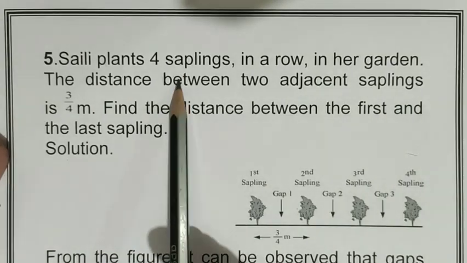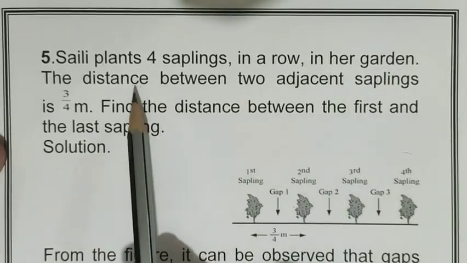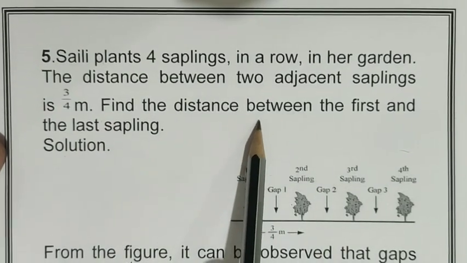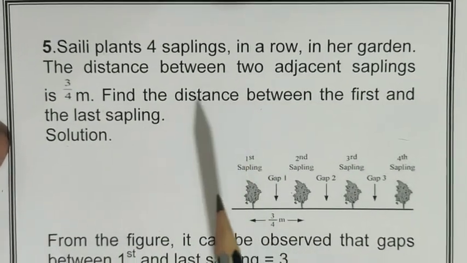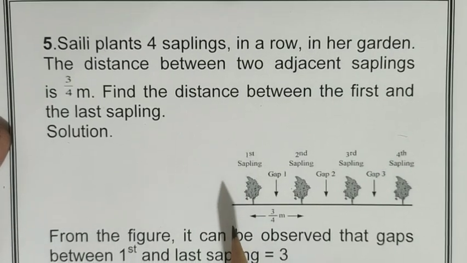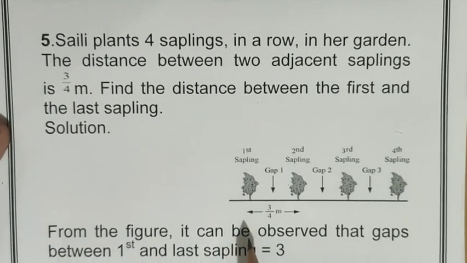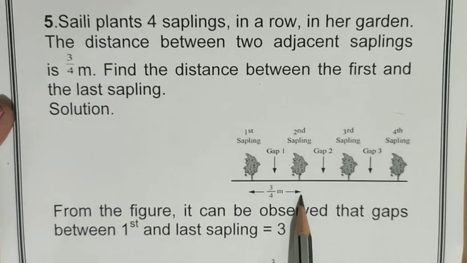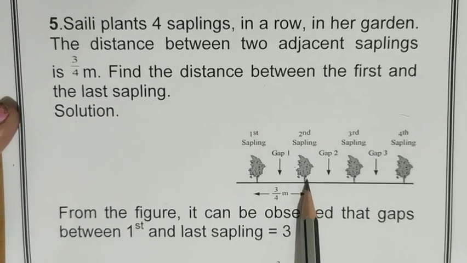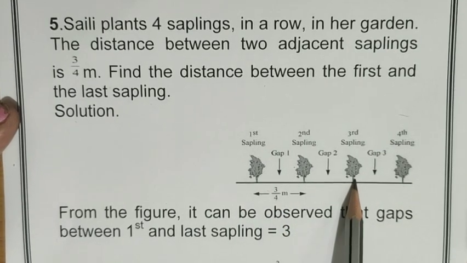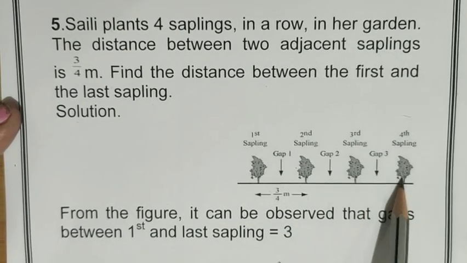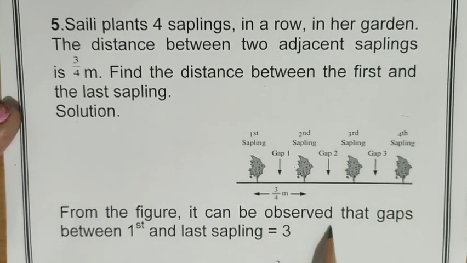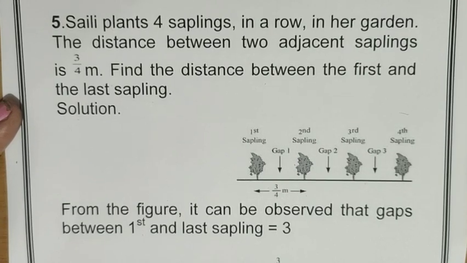Fifth question, Sally plants 4 saplings in a row in her garden. The distance between 2 adjacent saplings is 3 by 4 meter. Find the distance between the first and the last sapling. Already I had explained this sum in the last practice problem, so you know that very well. Still, one more time I am explaining. How many saplings are there? 4. What is the distance between each? 3 by 4. The first and the second have 3 by 4. Second and third have another 3 by 4. And third and fourth saplings have a distance of 3 by 4 meter. Now the question asks: what is the distance between the first and the last sapling?